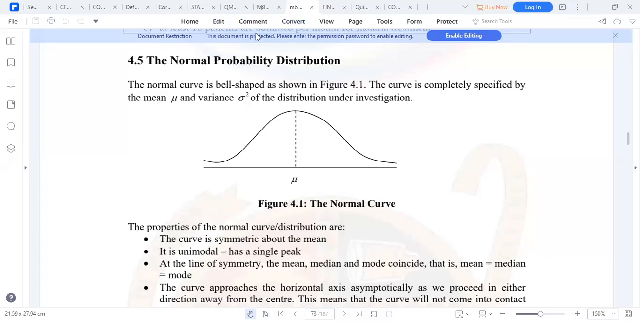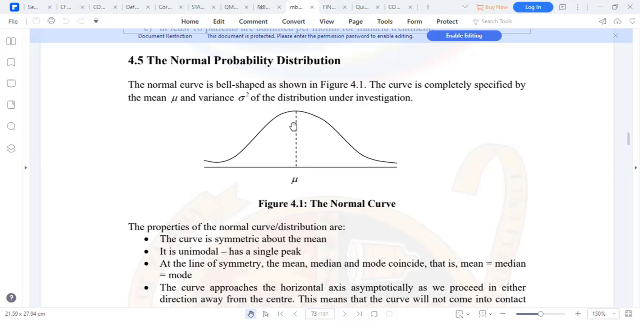The normal probability distribution basically looks like this. It has a curve that is completely defined by the mean and the variance under investigation. So the properties, as you can see from the diagram, is that it is bell-shaped, number one. It is symmetric at the mean, meaning the left mirrors the right side. It's half. So this line of symmetry here, the mean, the median, the mode coincide. It means they're the same, they're equal.